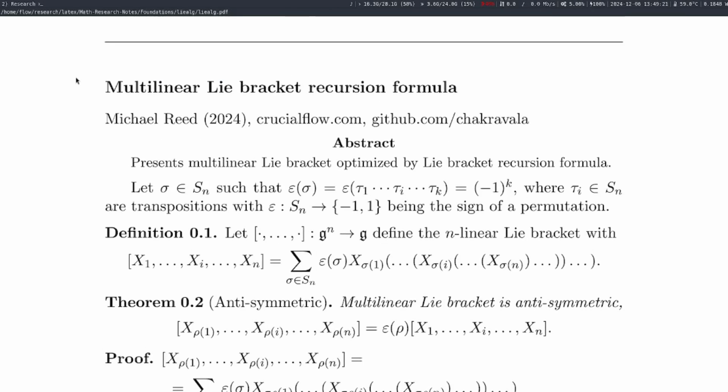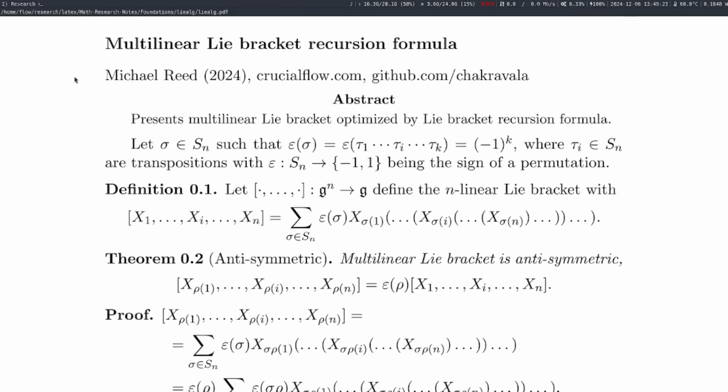This is the multilinear Lie bracket recursion formula by myself, Michael Reed, the author.